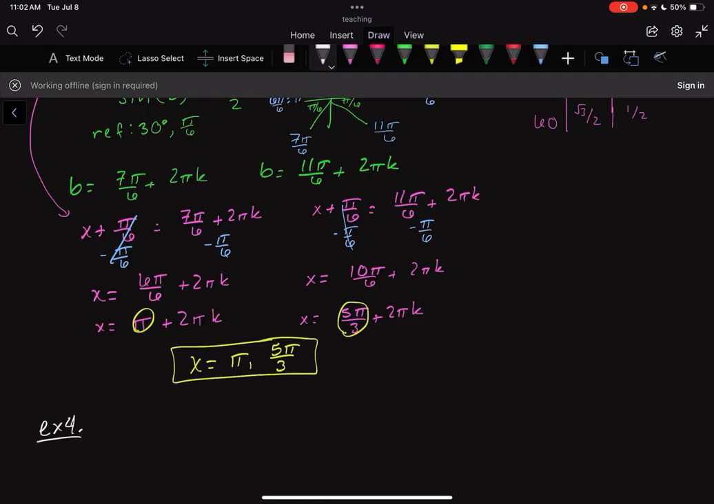Let's look at example 4. This one says solve secant alpha over 3 equals 2, where alpha is between 0 and 360 degrees. So this is one that we're going to be using degrees.